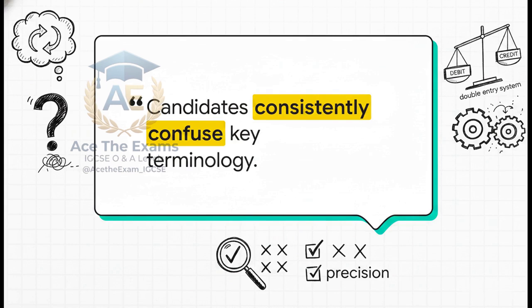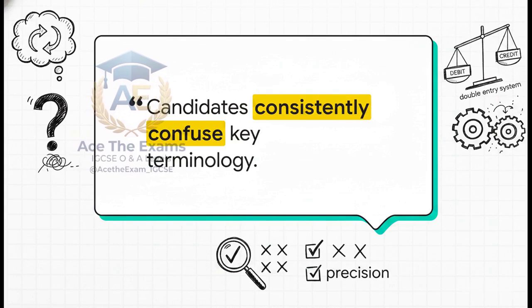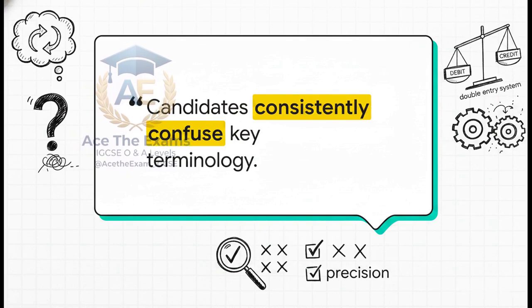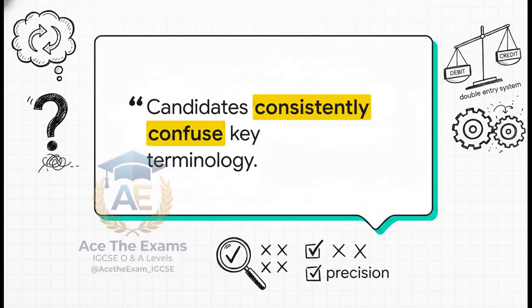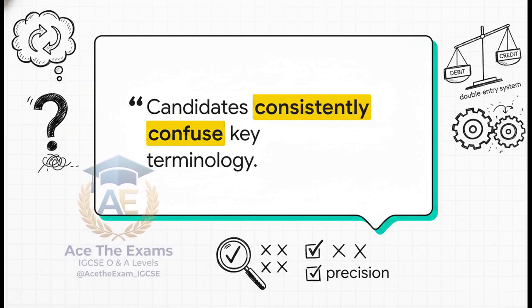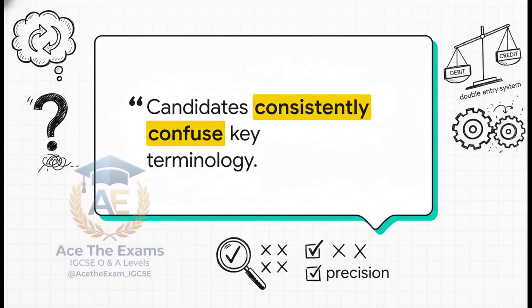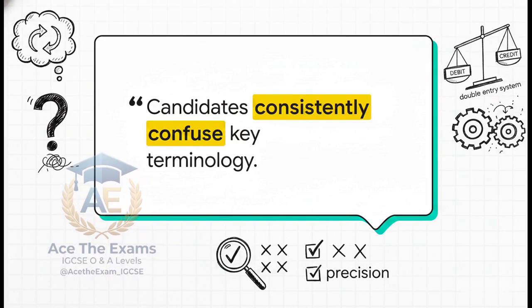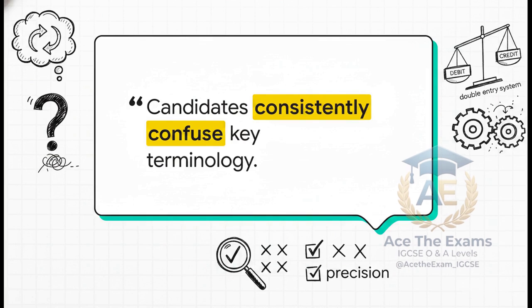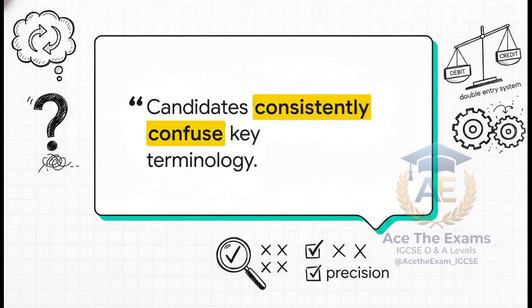When you are under pressure, the clock is ticking and the adrenaline is pumping, it is so incredibly easy to swap one accounting term for another, thinking it means roughly the same thing, mixing up markup and margin, or confusing provision for doubtful debts with an actual bad debt written off. But in Cambridge accounting, precision is literally everything. Vague language or confused terminology screams to the examiner that your conceptual foundation is shaky and they will immediately cap your marks.